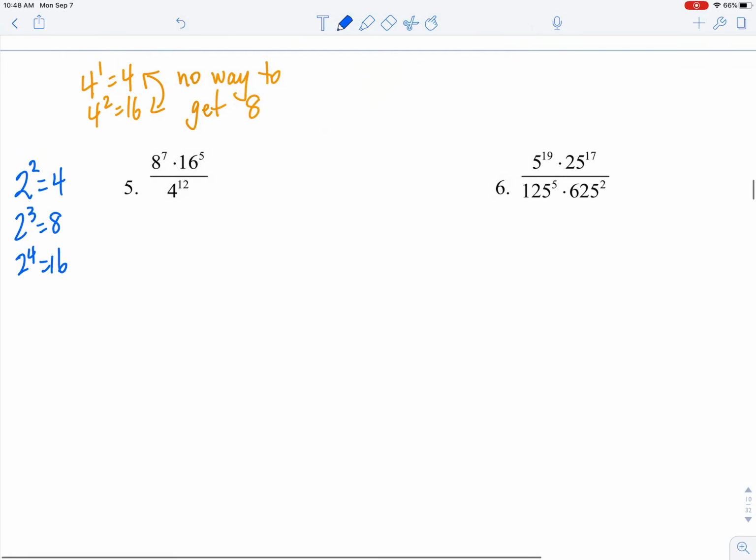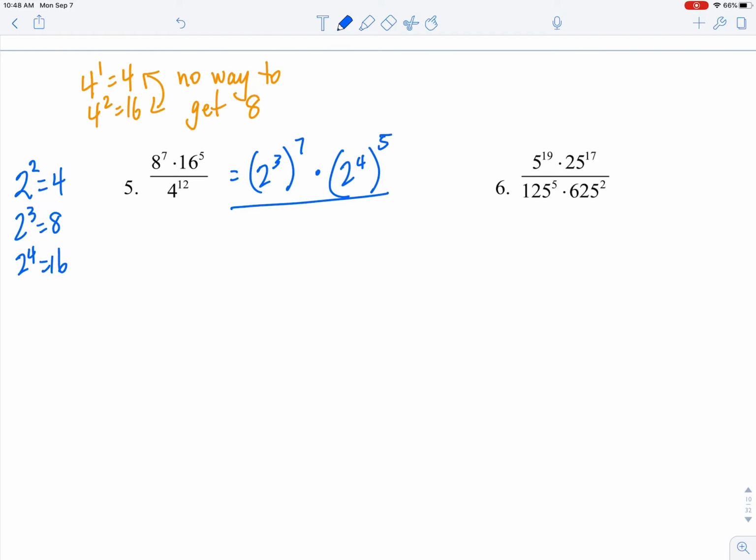So we're going to write this. 8 is really 2 to the 3, so 2 to the 3 in brackets to the 7. 16 is really 2 to the 4 in brackets raised to the 5. 4 is really 2 squared to the 12. I'm going to power of power all of these, so I'm going to multiply all of those.